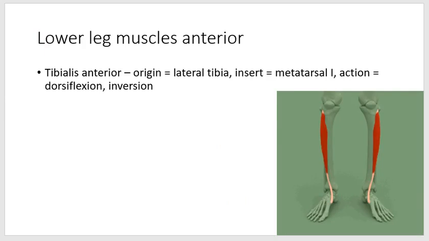Then we get our tibialis anterior. This one is anterior on the tibia. It starts lateral, and then it also comes down to metatarsal 1. It allows you to do dorsiflexion and inversion. So if you point your toes up, you can feel this muscle. This is the muscle that is responsible for shin splints, if you ever had those.